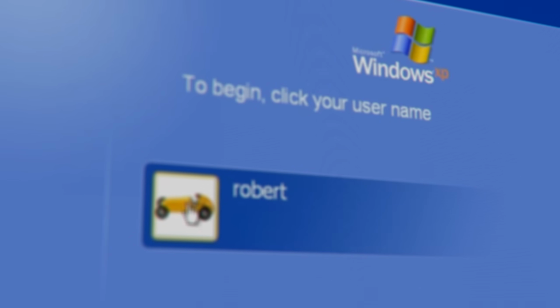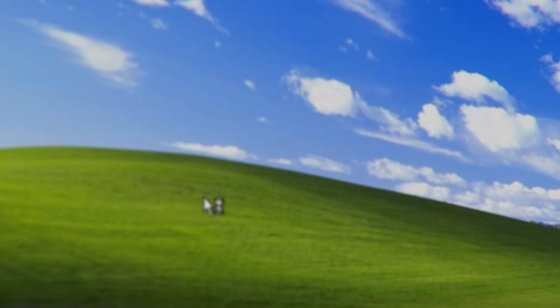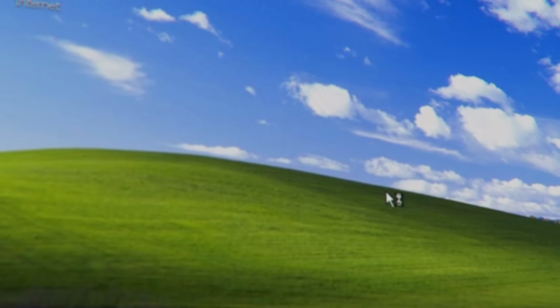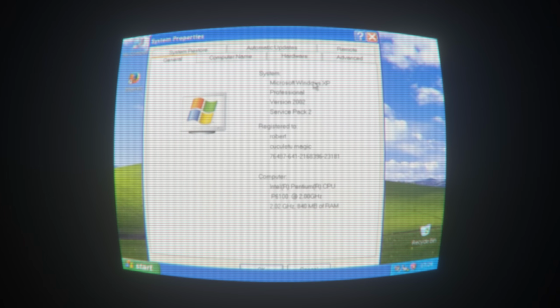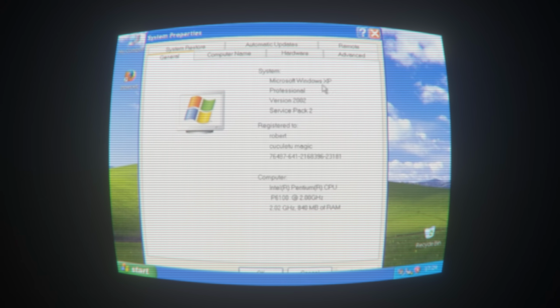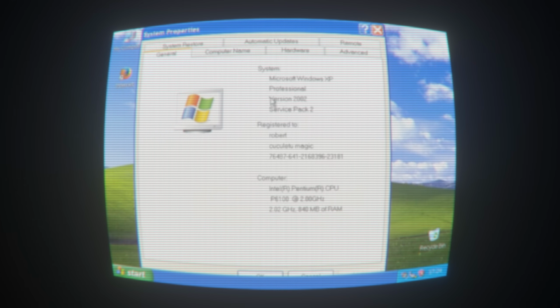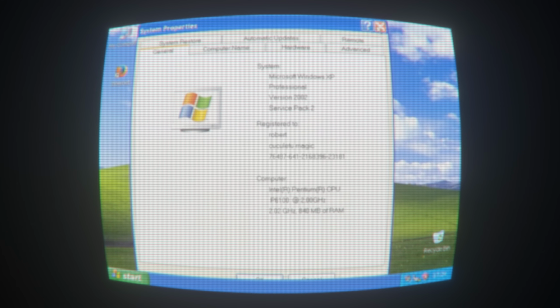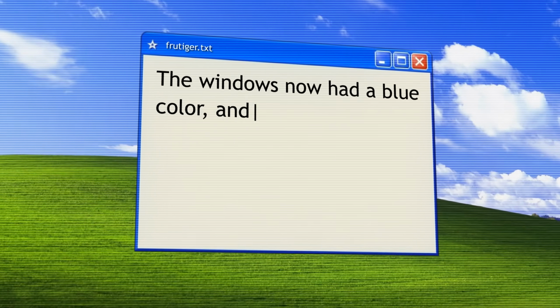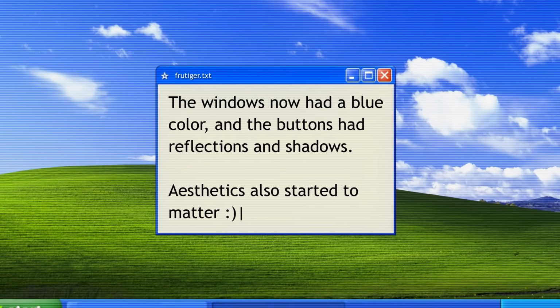It was also the first truly mainstream Microsoft operating system that didn't look like a bunch of dull grey boxes and pixelated text. At last, computers were powerful enough to show users something more without slowing everything down in the process. Windows now had blue-tinted windows, glossy buttons, and soft shadows. Aesthetics were finally starting to matter.